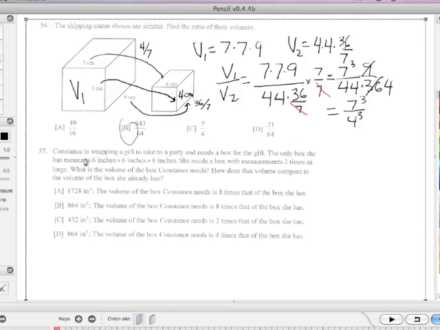Constance is wrapping a gift to take to a party. She needs a box for the gift. The only box she has measures 6 by 6 by 6. She needs a box with measurements 2 times as large. What's the volume of the box Constance needs? How does that volume compare to the volume of the box she already has?